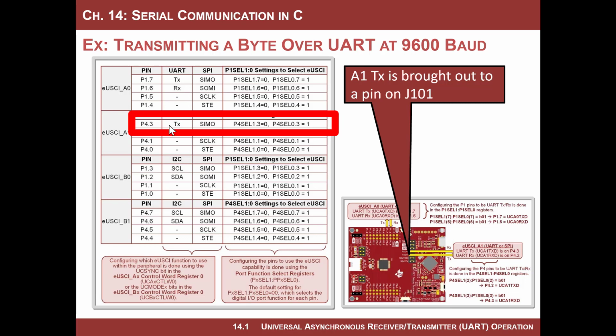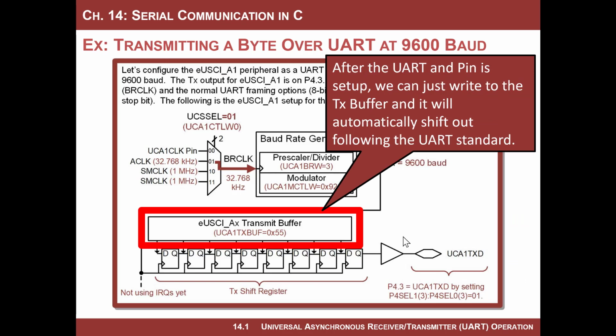And so it happens to be shared with the port 4 bit 3 pin, and we need to go into the port 4 select registers and tell it, hey, instead of driving out the port bit, use the transmit line that's wired up from UART A1. And again, this comes out on this little pin header right here on the LaunchPad board that we can connect an oscilloscope to. Okay, once we get it all set up, the theory of operation is every time we write to the transmit buffer, it's going to automatically shift it out.